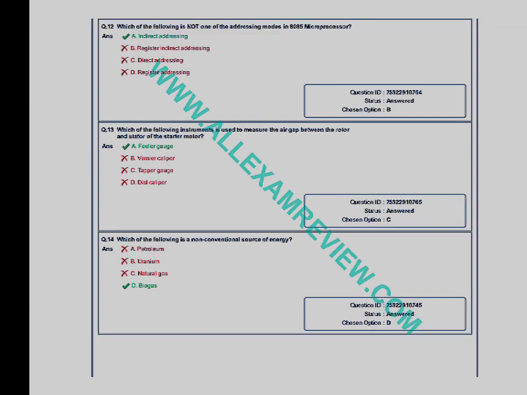And another one, question 12. Which of the following is not one of the addressing modes in 8085 microprocessor? Question belonging to microprocessor 8085. Its answer directly will be indirect addressing. Okay.